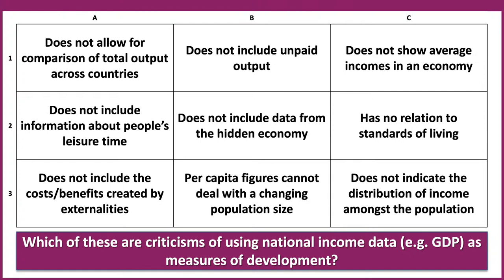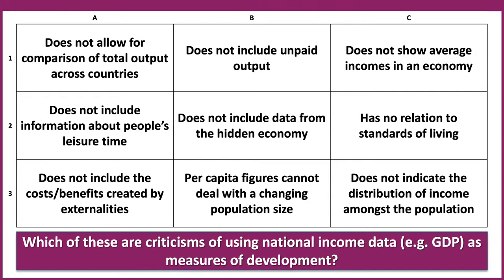Okay, and so we've got some answers from Charlie B2. So does not include data from the hidden economy, potentially a criticism. Any other ideas? Oh, and Ben coming in with a stellar set as well. And Georgia coming in with loads as well. 2A, so doesn't include information about people's leisure times. And we've got a lot of 3Cs coming in. So lots saying does not indicate the distribution of income amongst the population. Another B2 coming in, lots of people thinking hidden economy. That's a big flaw here.